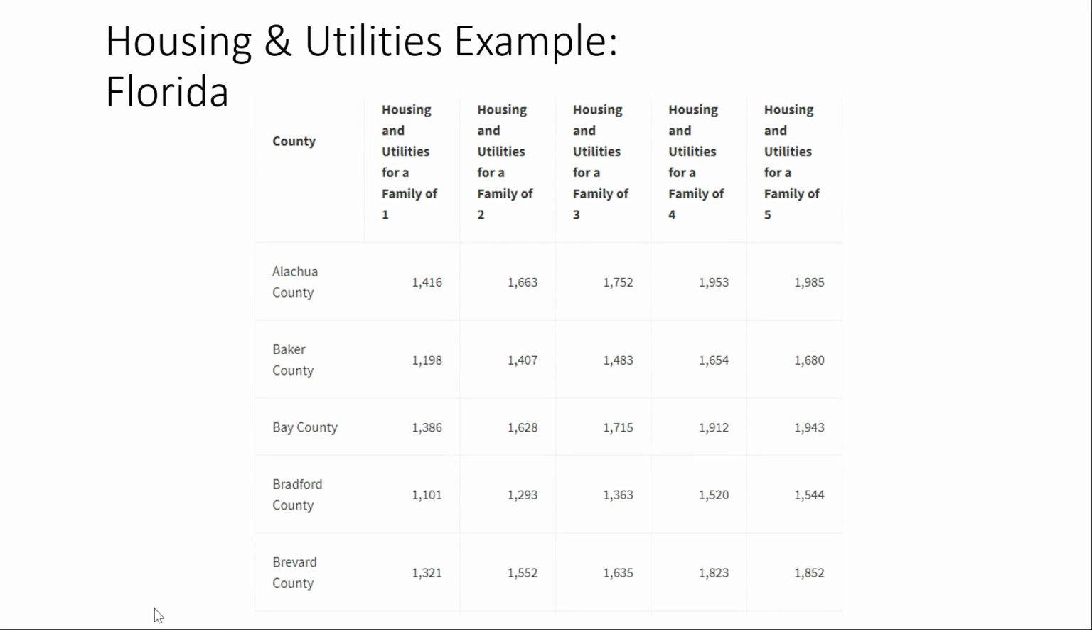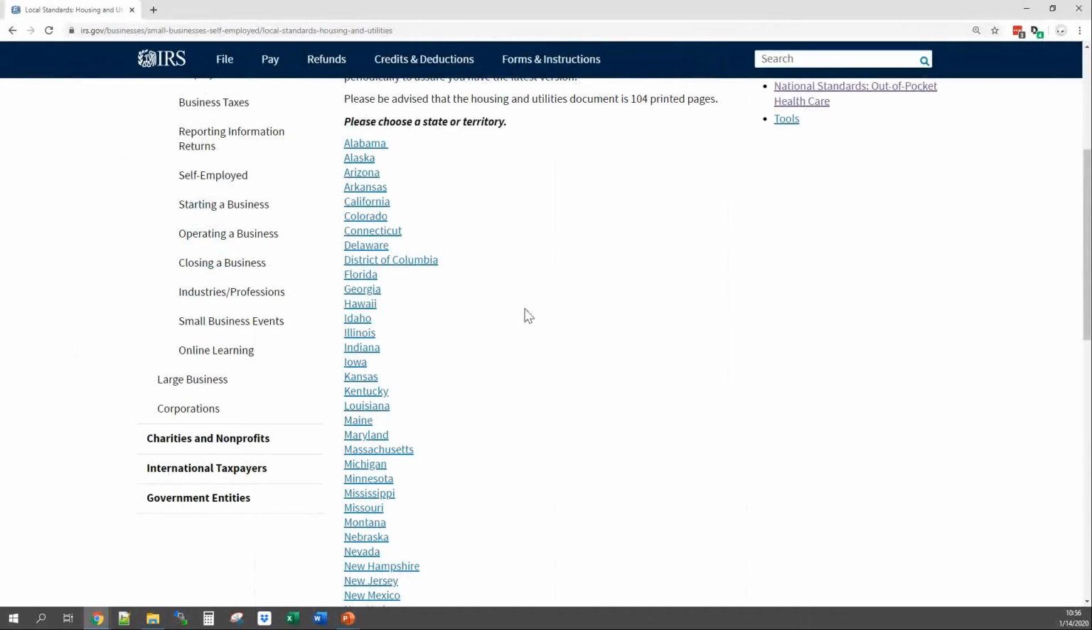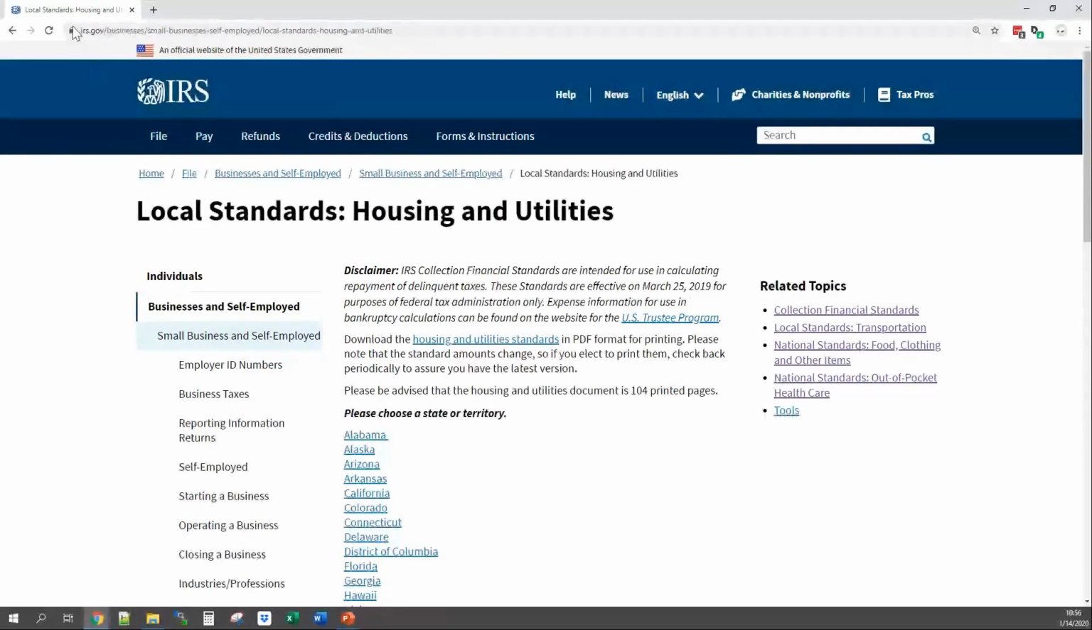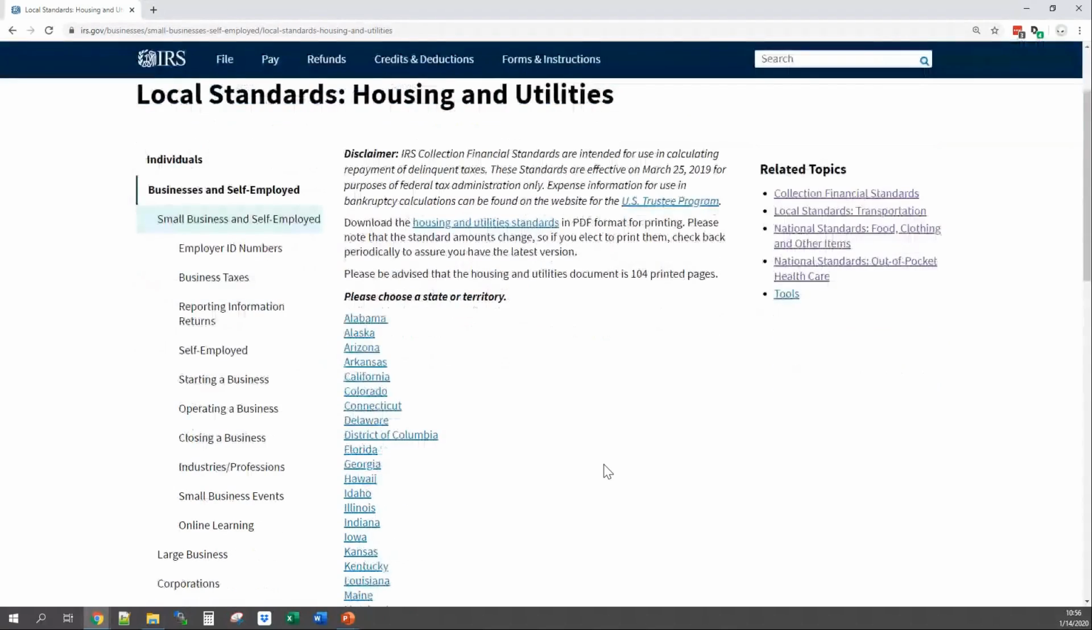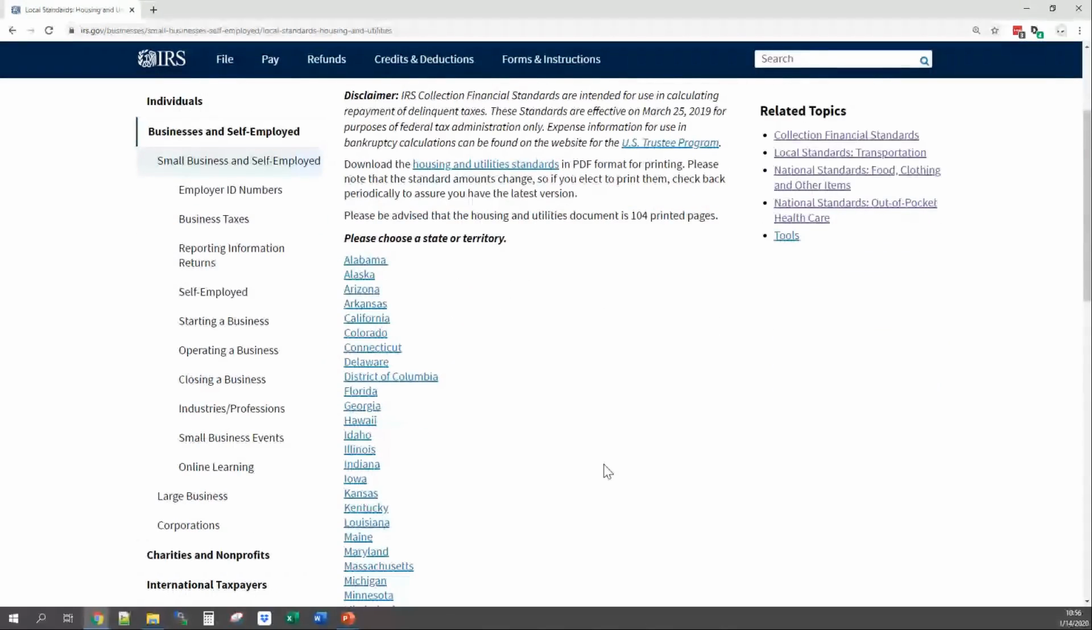So I'll show you what this looks like. If you haven't been to these web pages, I recommend it. It's irs.gov/businesses/small business self-employed local standards. If you just Google IRS Collection Financial Standards, you'll get here. Let's say Google is one of the most underutilized tax research tools that there is.